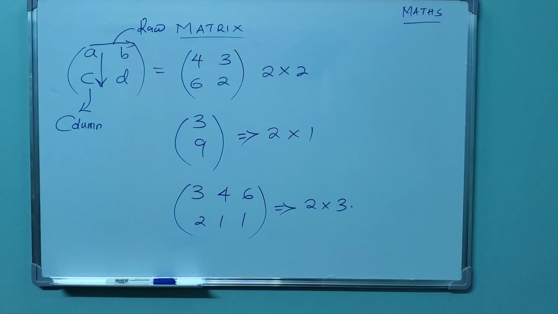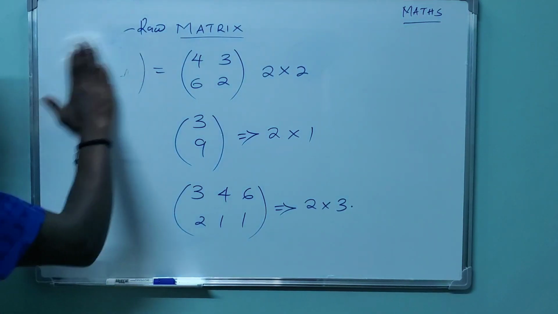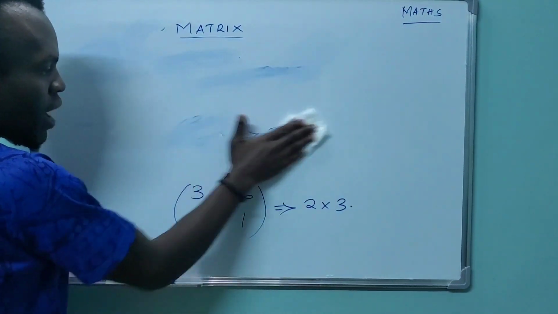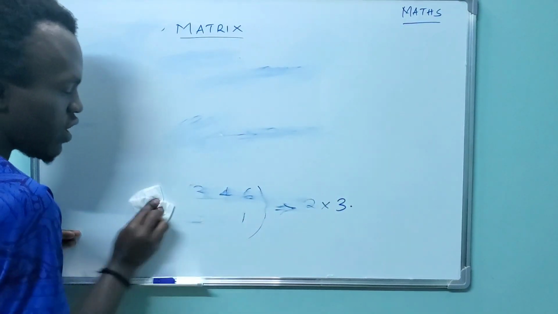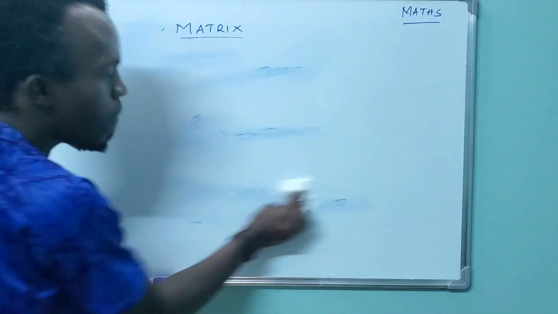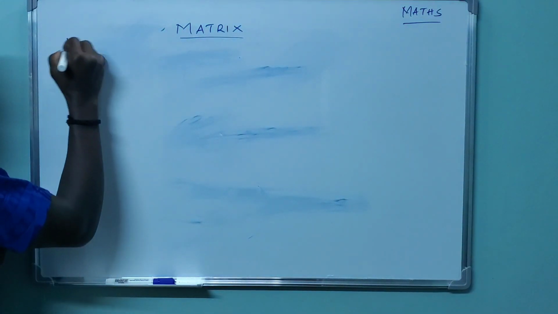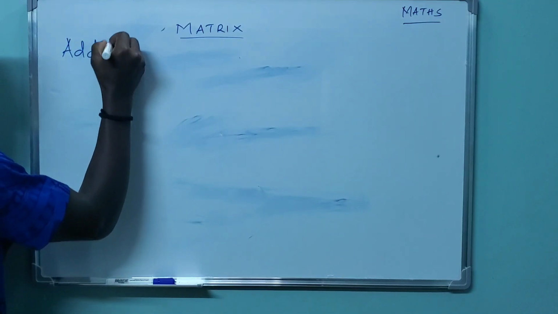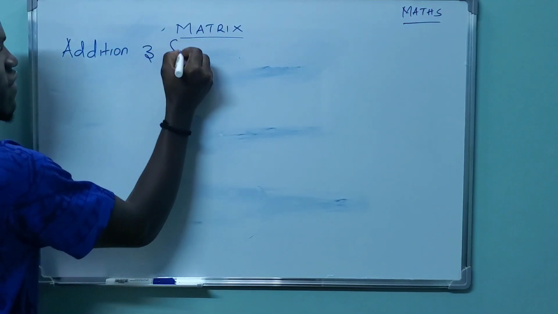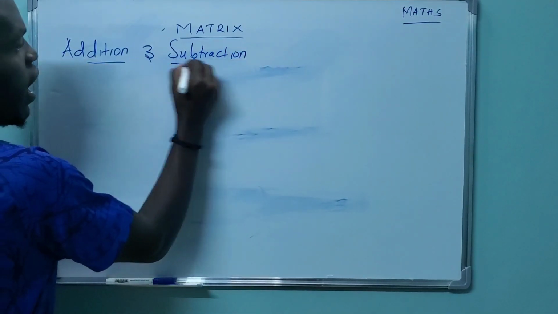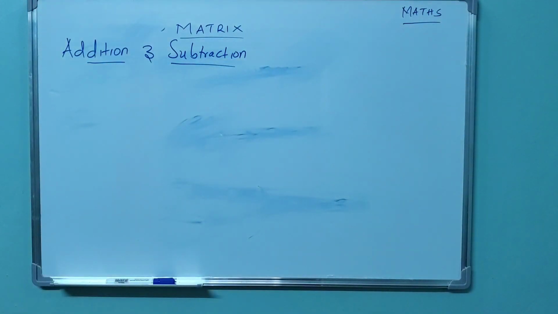Now, let us begin operations of matrices. Under operations of matrices, I want us to begin with addition of matrices. We're going to start with addition and subtraction. Now, under addition and subtraction, this is very basic, very simple.